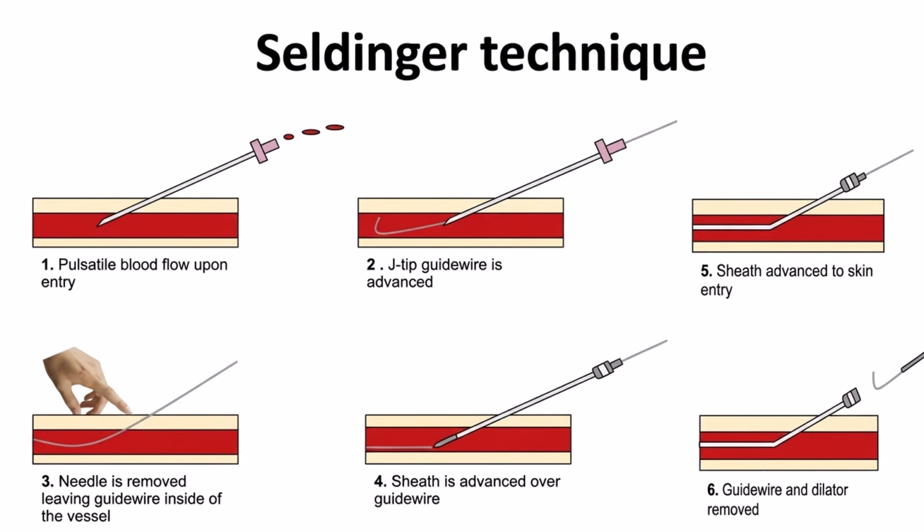Gently pass the guide wire through the needle into the artery. The wire should advance smoothly without resistance. If resistance is encountered, stop immediately, as this may indicate the wire is entering the vessel wall or causing arterial dissection. Once the guide wire is in place, withdraw the needle, thread the catheter over the wire into the artery, remove the guide wire, and secure the catheter.